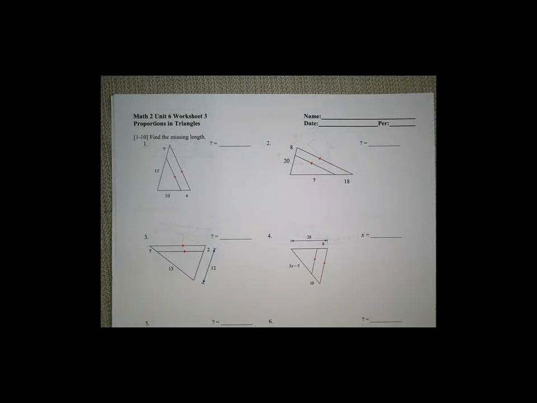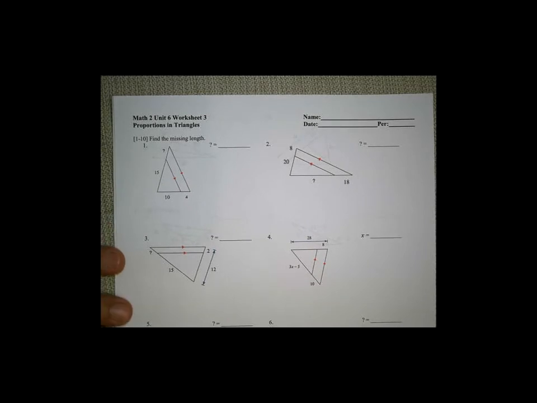All right, Math 2, Unit 6, Worksheet 3, Odds. All right, 1 through 10, find the missing length.